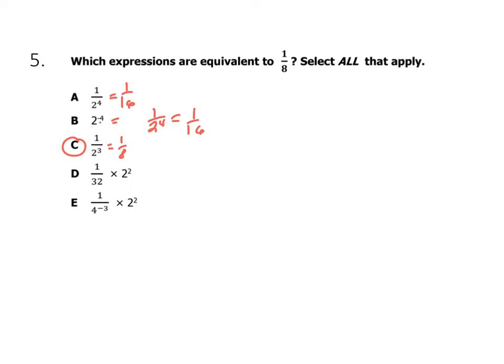Now look here, if I put in my calculator 1 over 32 times 2 squared, I get 1/8. So D is correct. If I move this one here to make it positive, it'll be 4 to the 3rd times 2 squared, put it in your calculator, 4 to the 3rd times 2 squared, and you will get 256. So C and D are your correct answers.